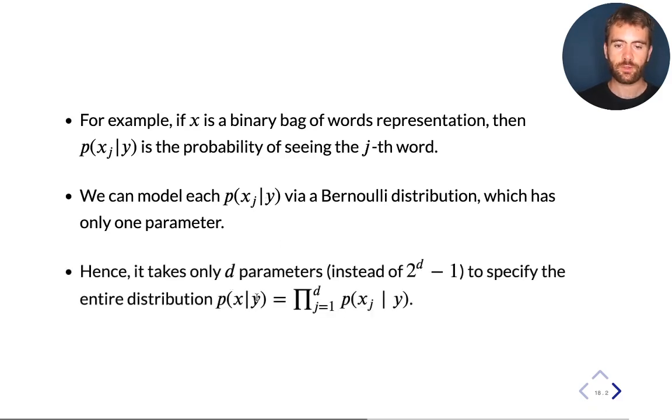And so now if we look at the full distribution, that is the product of d Bernoulli distributions. Well, now we only need d parameters instead of 2 to the d minus 1 to specify this distribution of x given y. So this is a really big simplification of the problem. Here we're using a number of parameters that is very small, very tractable, and we can scale this algorithm to really high dimensions, such as a very large vocabulary size. So this algorithm is going to be really scalable and is going to be applicable to our text classification problem.